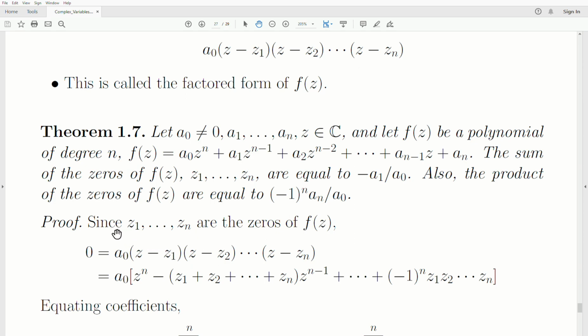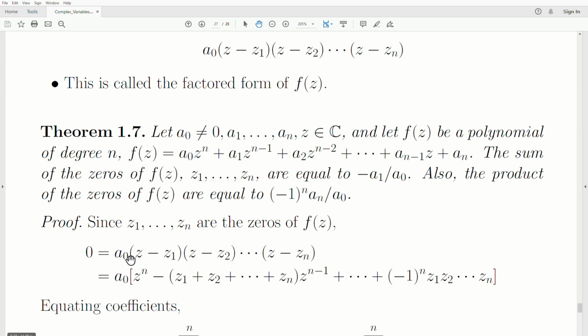So since z1 through zn are the zeros of this nth degree polynomial, we can write it in this fashion, and f of z is equal to this. If we plug in any one of these zeros into the polynomial, we get 0. But let's multiply this right-hand side out. If we were to multiply it out, we're going to skip several steps.